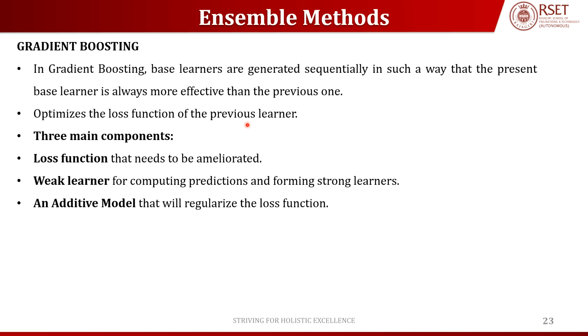And gradient boosting has three main components. One is a loss function, which will measure the error of our predictions, and the goal of the algorithm is to minimize the loss function. Next, a weak learner, typically a decision tree, that makes the predictions and helps form our strong final model. And an additive model, which will combine the predictions from all the weak learners.